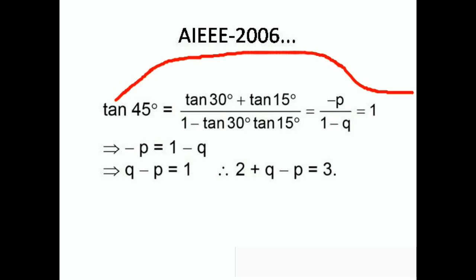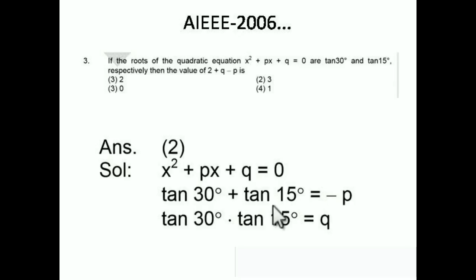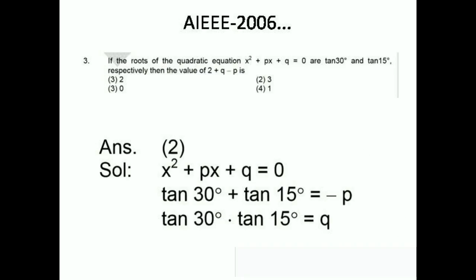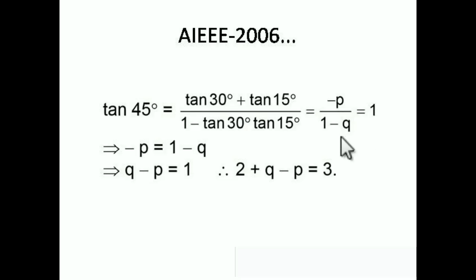tan 30° + tan 15°, from here it is −p, so I write it down as −p. 1 − tan 30° tan 15°, that is q, so I write it down as q. So it's −p upon 1 − q. Cross multiply this, so −p = 1 − q. So q − p = 1.